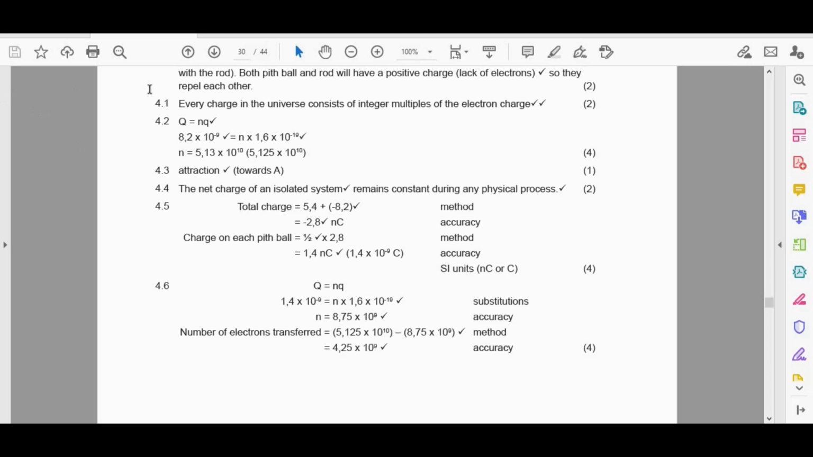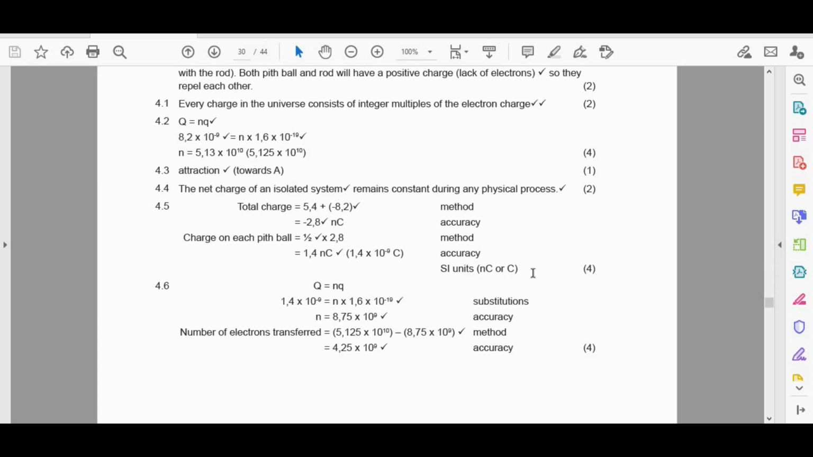Okay, and that basically in one line is saying that every charge in the universe consists of integer multiples of the electron charge. That's all it is. Every charge in the universe consists of integer multiples of the electron charge. Obviously, integers being 0, 1, 2, 3, etc. We all understand what an integer is. In grade 8 maths, we learned what an integer was. Same thing.